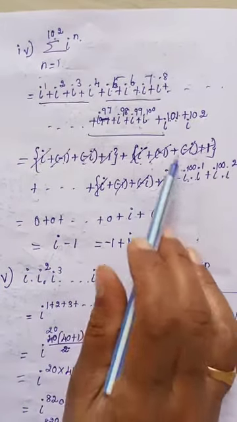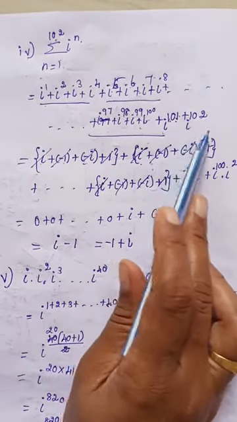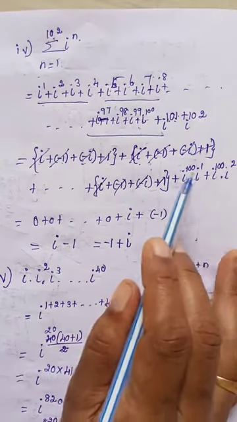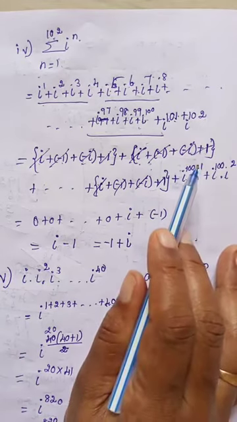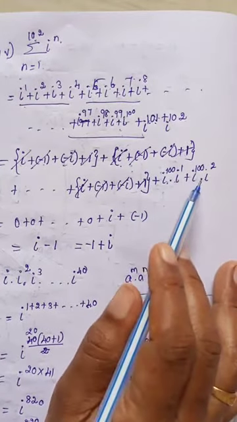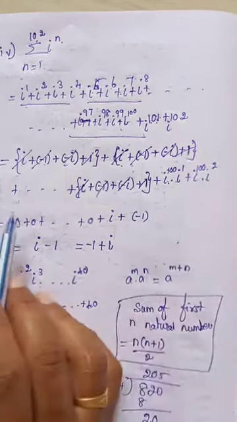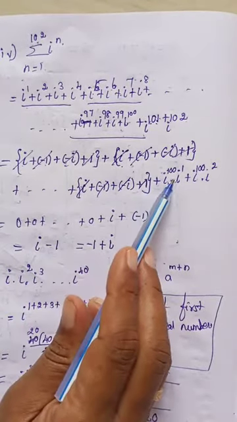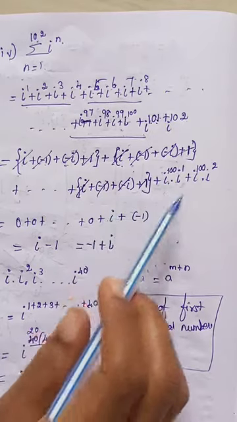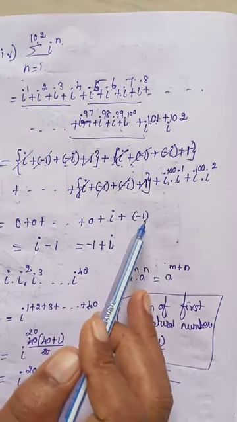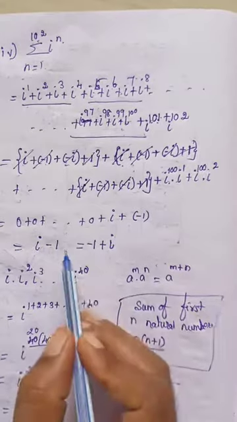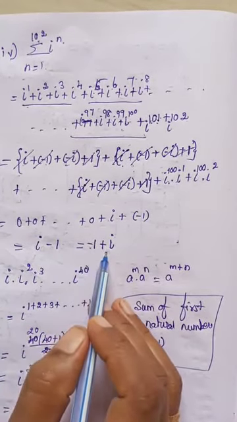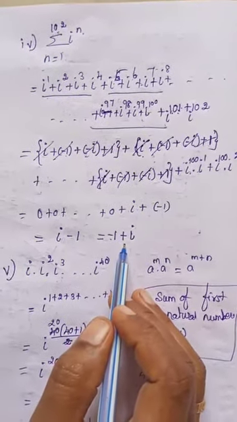Isn't it clear? So these two we have to split. 2 terms are left out. So 100 is divisible by 4. So I have written i^100 into i^1, i^102 as i^100 into i^2. So all the cancelled groups give 0, 0, 0. i^100 is 1, i^1 is i. Here i squared the value is minus 1. So we have got i minus 1, or we can write it as minus 1 plus i. Is that clear?